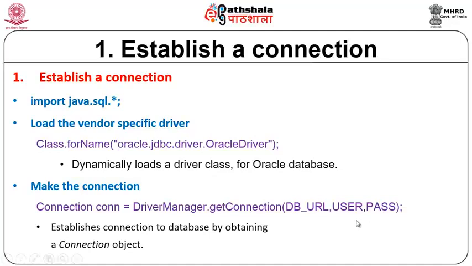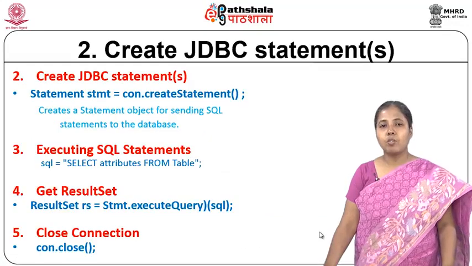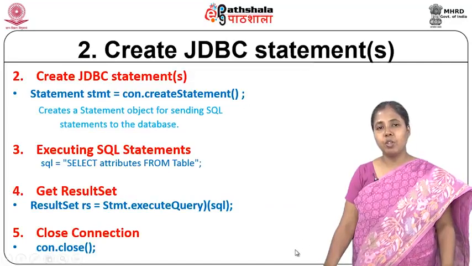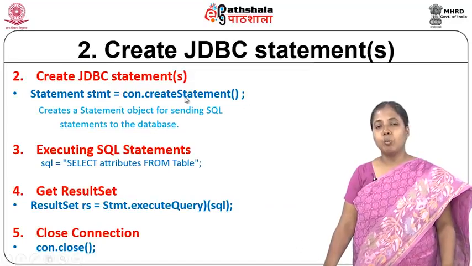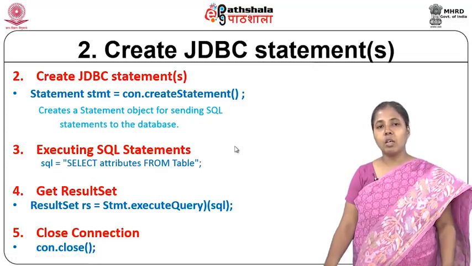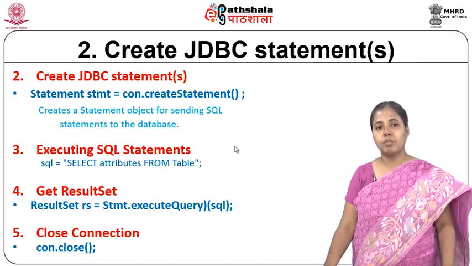The username and the password are optional. Give the database URL or the DB name so that it can establish a connection. Once it establishes the connection, it returns a connection object. Now you can start creating JDBC statements with the connection object. Connection object dot createStatement returns a statement object, which is created for sending SQL statements to the database.